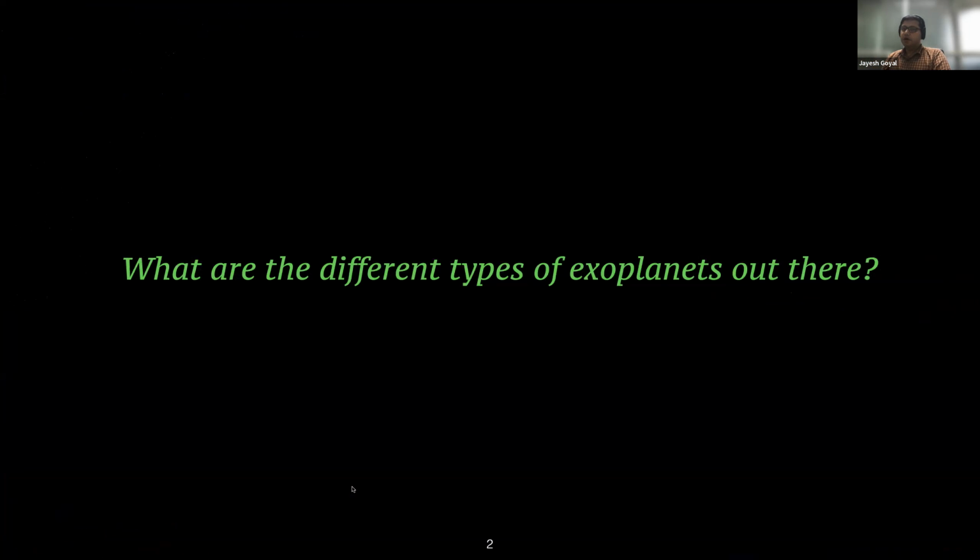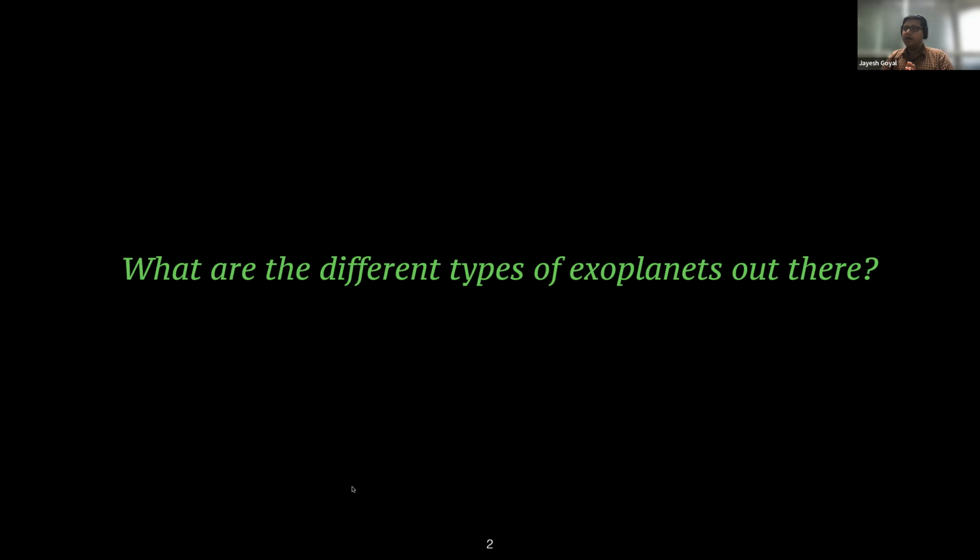In the previous classes, which Dr. Ajit and Dr. Ravi might have covered, I saw in the timetable that they covered stellar spectroscopy, the stellar spectrum, and Ravi covered the techniques to detect exoplanets. So I'll build on that and move ahead. Let me just give you a brief primer of what you might have learned before.